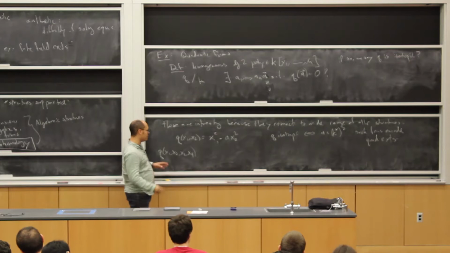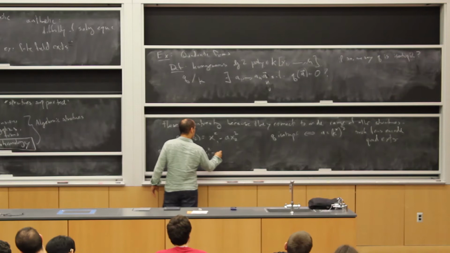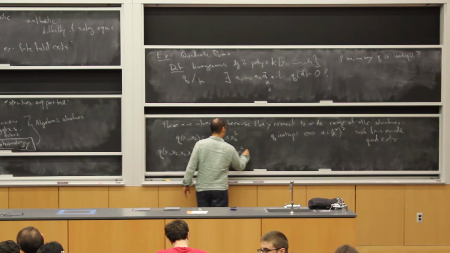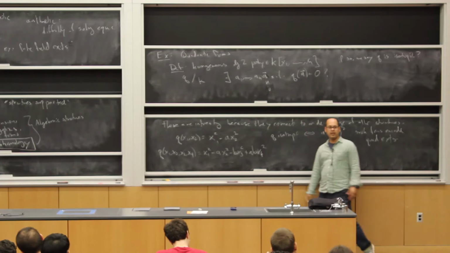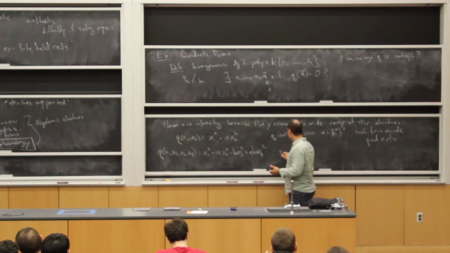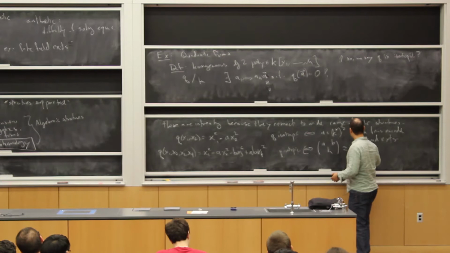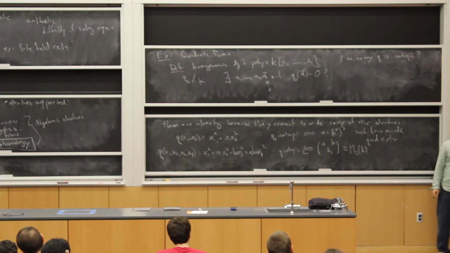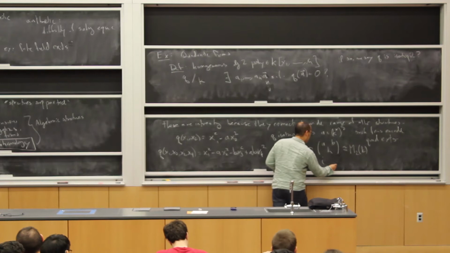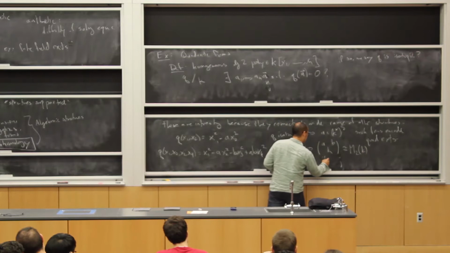In four variables, you can look at the form x1 squared minus a x2 squared minus b x3 squared plus ab x4 squared. This is a very special form. And it turns out that this is isotropic if and only if a certain algebra, which I'll write as (a,b)_K, is a matrix algebra. This is what's called a generalized quaternion algebra. It is an algebra generated by two elements, i and j, along with everything in K, that have the property that i squared is a, and j squared is b, and ij is minus ji.